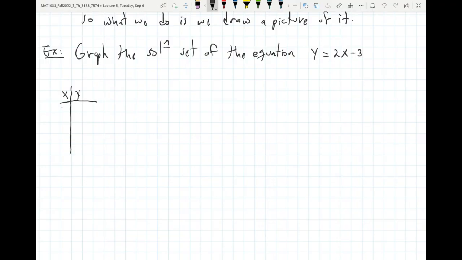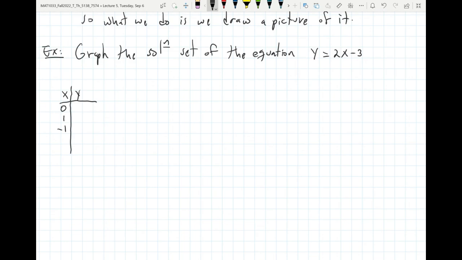I'm going to pick 0, because that's a very nice small value, and then let's see. I'm going to pick 1. I'm going to pick -1. Now notice that if I keep picking more negative numbers, I'm going to get bigger negative y's, because you're going to have 2 times something negative minus 3. So for example, if I pick -2, I'm going to have a -7 for y, and so on. It's going to get too big.